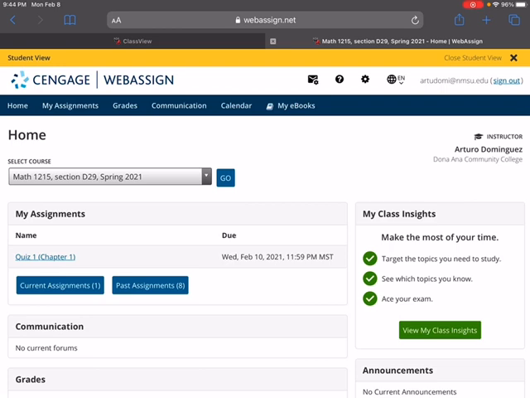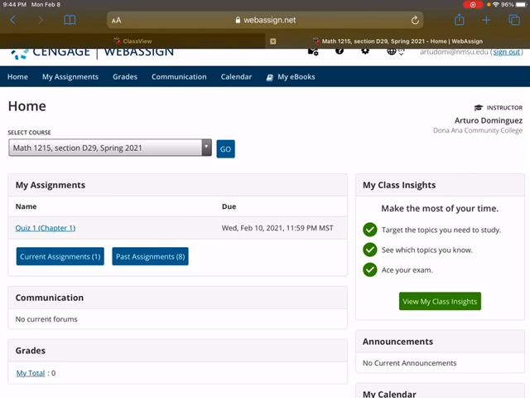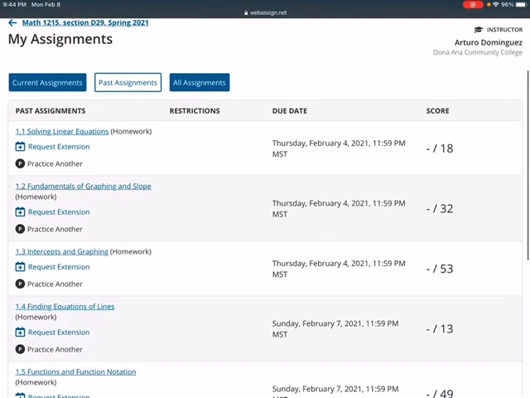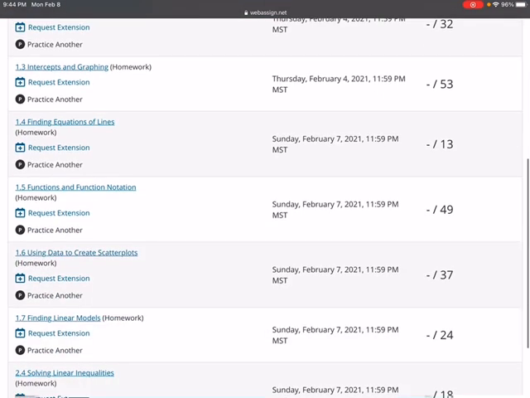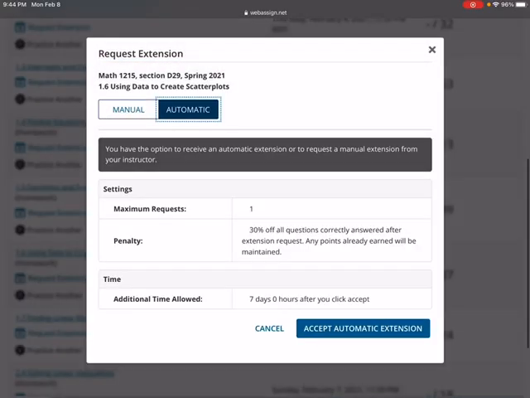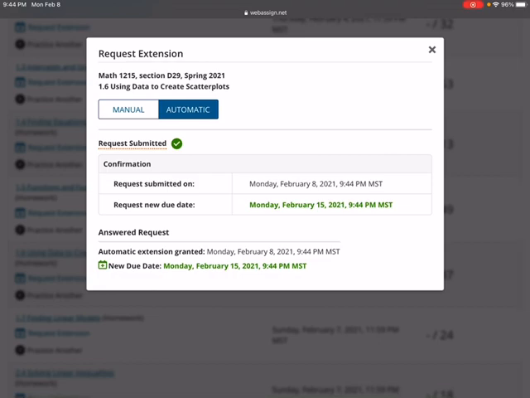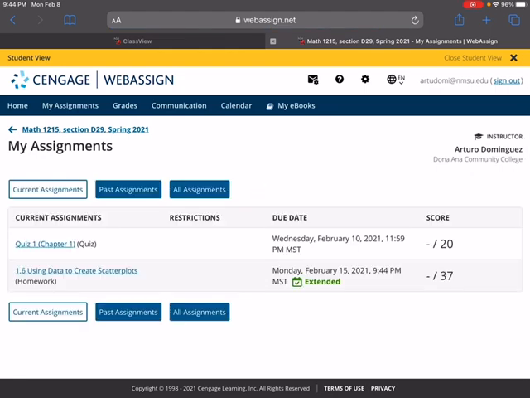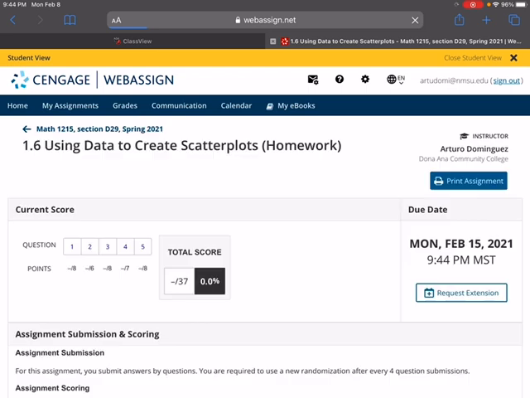Alright guys, let's take a look at assignment 1.6 scatter plots. So everybody knows past assignments: if it's an assignment that is past due, you guys can work on it. Just go to past assignments and click on request extension, automatic, and you're allowed to work on past assignments. It will deduct 30%, as you know, but you can get a 70, which is better than a 0. And it will only take 30% off of what you haven't done.